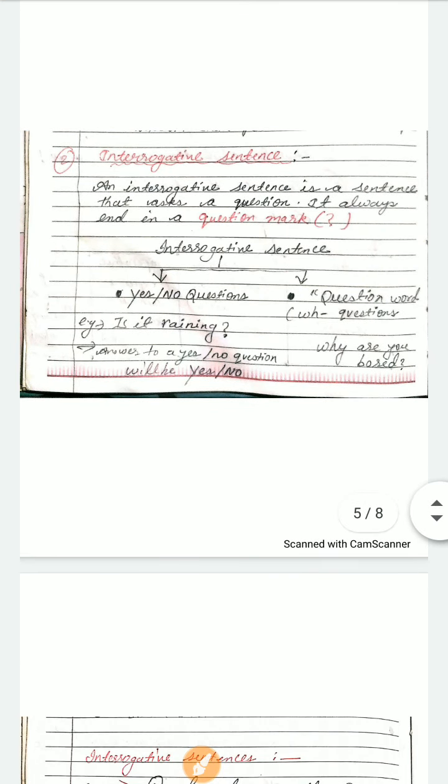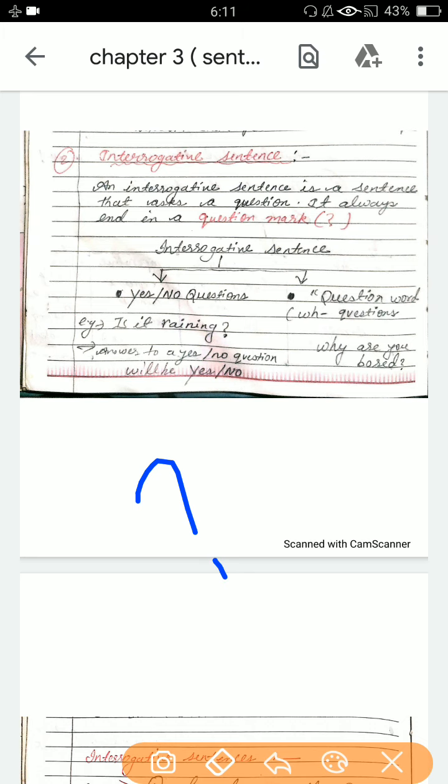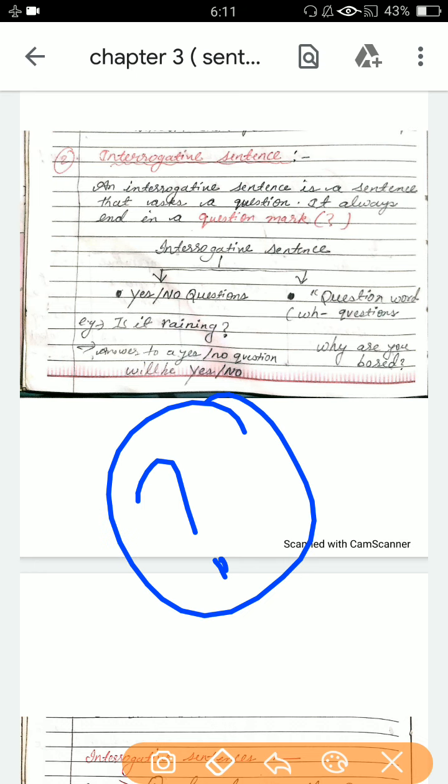Now let's move to another sentence type, the interrogative sentence. So what is an interrogative sentence? An interrogative sentence is a sentence that asks a question, and it ends with a question mark. If a sentence is asking a question and ends with a question mark, then it is an interrogative sentence.